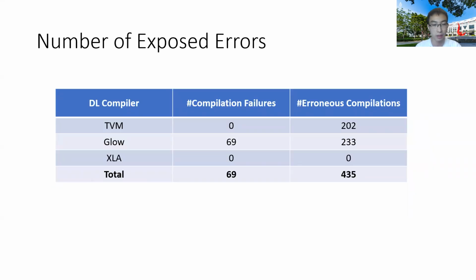Through the testing campaign, we discovered 1989 compilation failures in all three compilers. We also discovered 435 erroneous compilations. By erroneous compilations we mean that the compilers successfully compiled the deep learning model into the executable, but the executable is wrong.